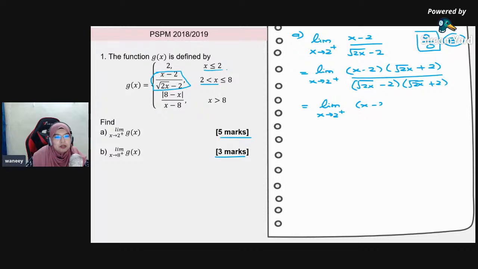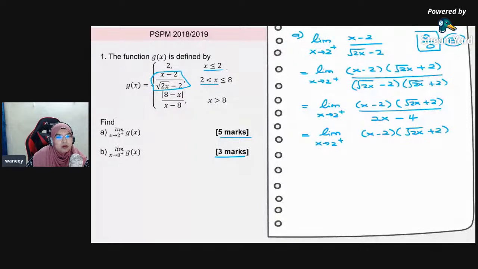So we get x minus 2 square root of 2x plus 2 over. Okay, so square root darab dengan square root, benda yang sama. So kita akan hilangkan square root tu. 2x negative 2 positive 2, so it will become negative 4. So sekarang mungkin ada yang macam tak apa nak nampak lah dekat mana kita boleh potong kan. So sebenarnya bahagian bawah ni kita boleh factorize 2 keluar. So this is the limit for x approaches 2 on the right hand side of x minus 2 times square root of 2x plus 2 over 2x minus 2.